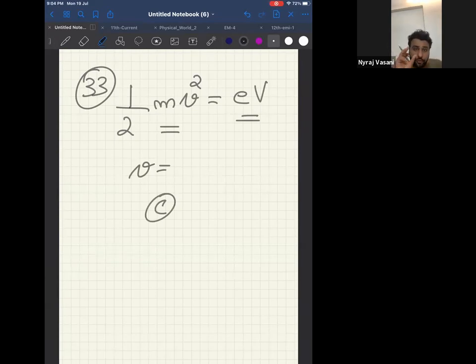And many times this formula comes directly in some other question. You have to use this formula and substitute. They'll give you numericals also for this. That is why it is good to remember this formula for velocity in terms of potential.